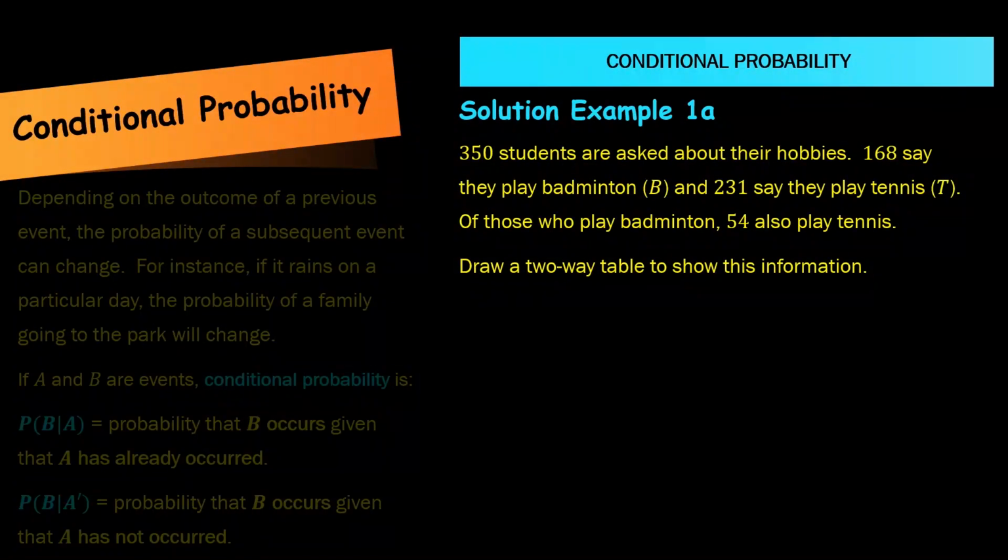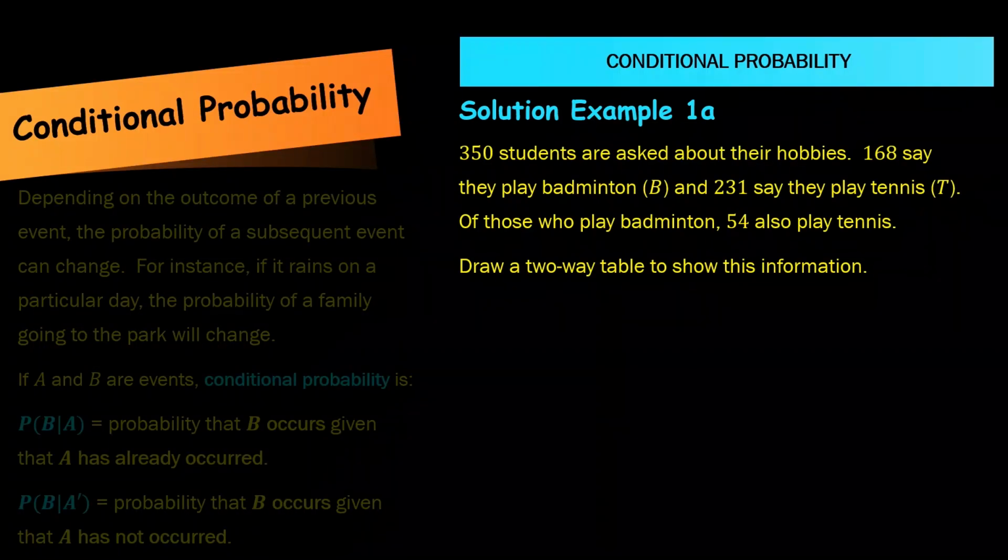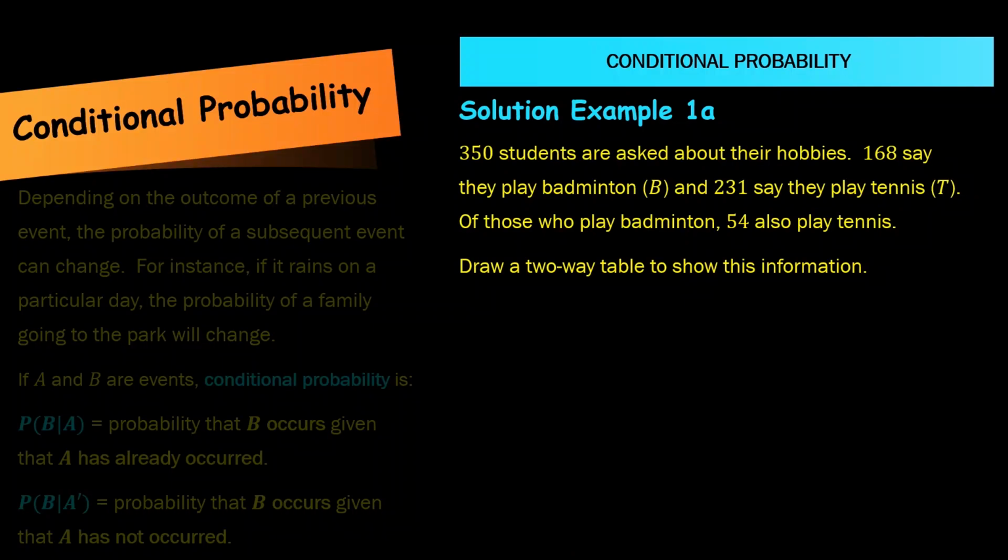Let's take a look at Part A first. Here's the scenario. 350 students are asked about their hobbies. 168 say they play badminton and 231 say they play tennis. Of those who play badminton, 54 also play tennis. We are required to draw a two-way table to show this information.